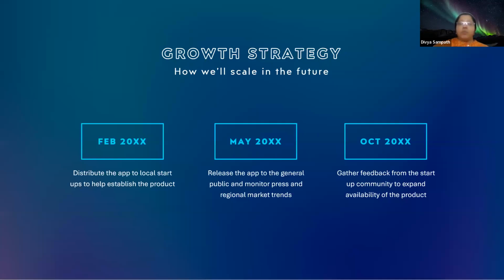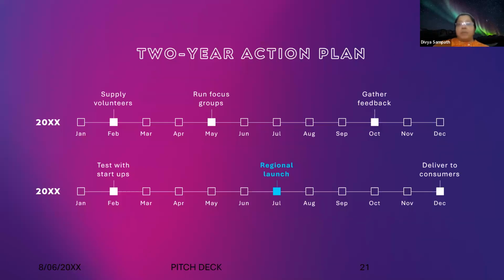I'll just give a few more examples before we get to the Q&A segment. For example, growth strategy: keep it very simple, right? What are we going to do by Feb? What are we going to do by May? What are we going to do by October once we've raised the money? And so on. Or it could be something very simple like this, which shows a 2-year action plan.